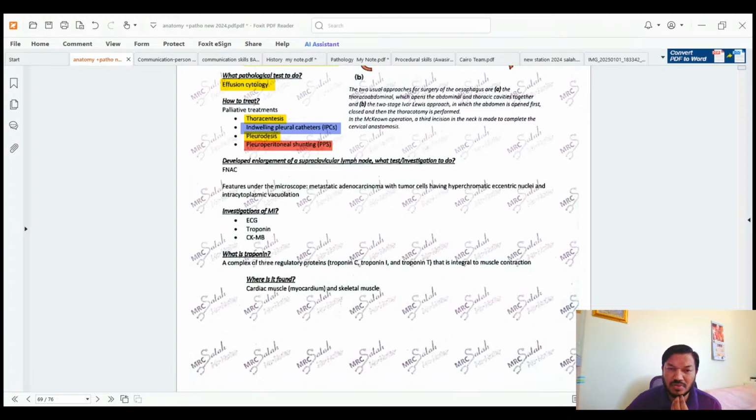Features under the microscope: metastatic adenocarcinoma with tumor cells having hyperchromatic nuclei and intracytoplasmic vacuolation.